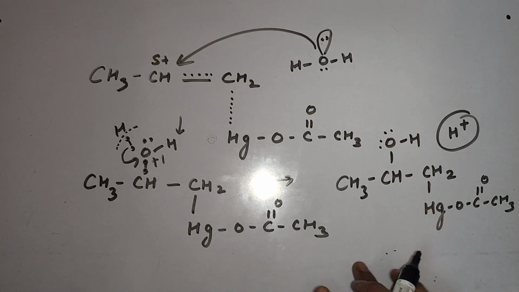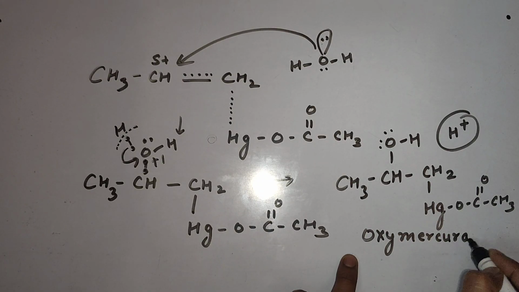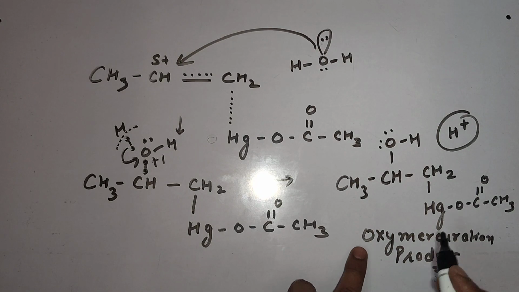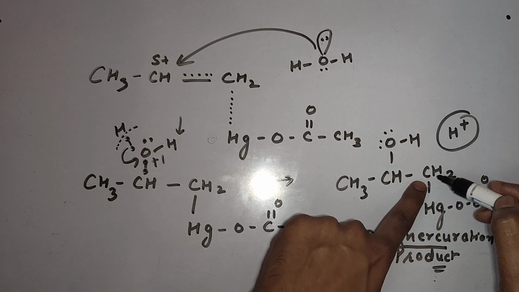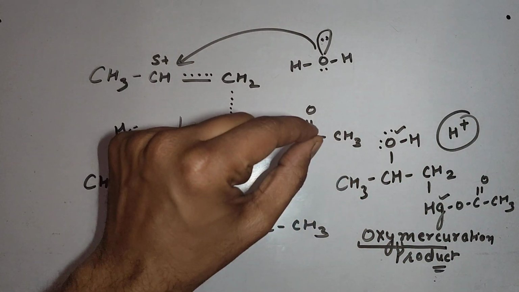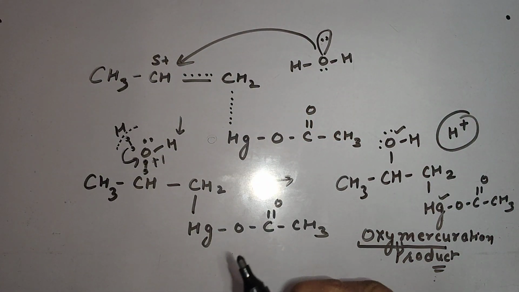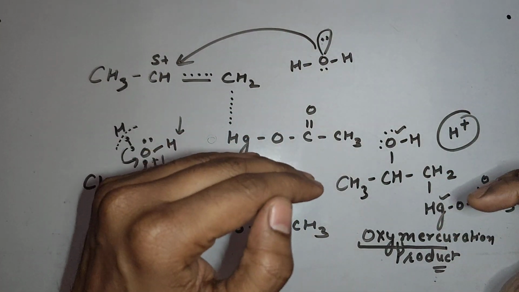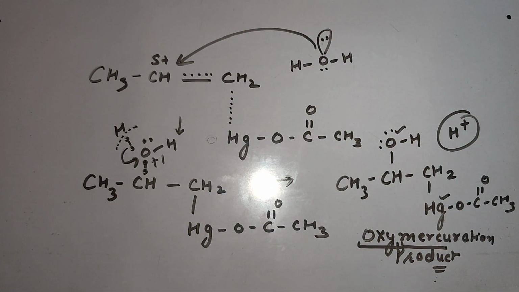Now check this compound. This is known as the oxymercuration product. Oxymercuration means addition of oxygen and mercury. You can check, on this carbon mercury is added and on this carbon oxygen is added. So which process happened there? Oxymercuration process. Now wait, is it a final product? No. Because what was the name of the process? Oxymercuration-reduction. So out of oxymercuration and reduction, oxymercuration has happened. We got the oxymercurated product. Now it's time for reduction.